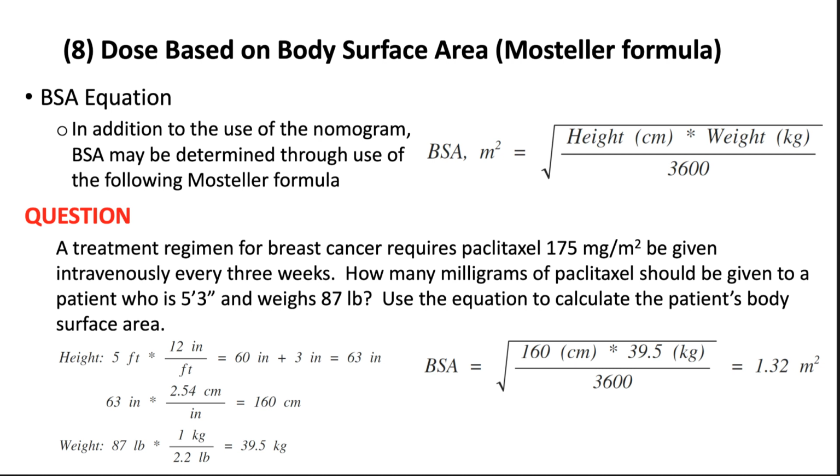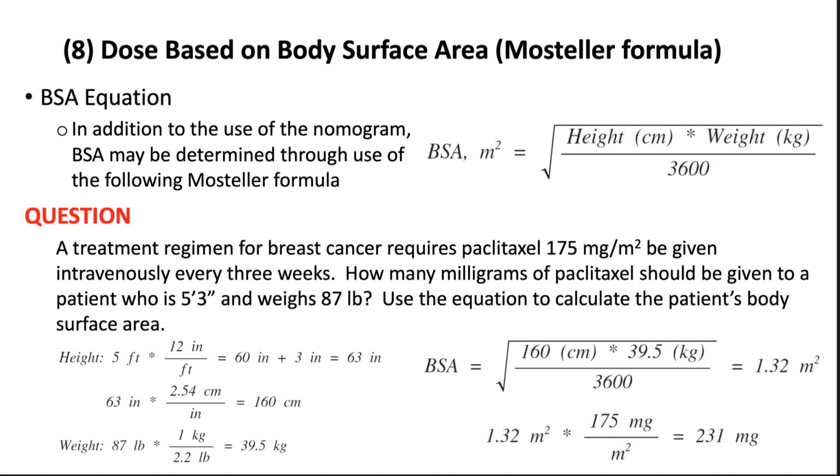So now I'm ready to fill in the body surface area formula. So I've written it as the square root of, and then you can see 160 centimeters times 39.5 kilograms divided by 3,600. And again, if you do all of that, including the square root, you'll see that the value is 1.32. And remember, the units using this formula are meters squared. That is this patient's body surface area. We haven't calculated the dose yet. All we know is what their body surface area is, so that our last step can be to calculate the dose, which is relatively straightforward.